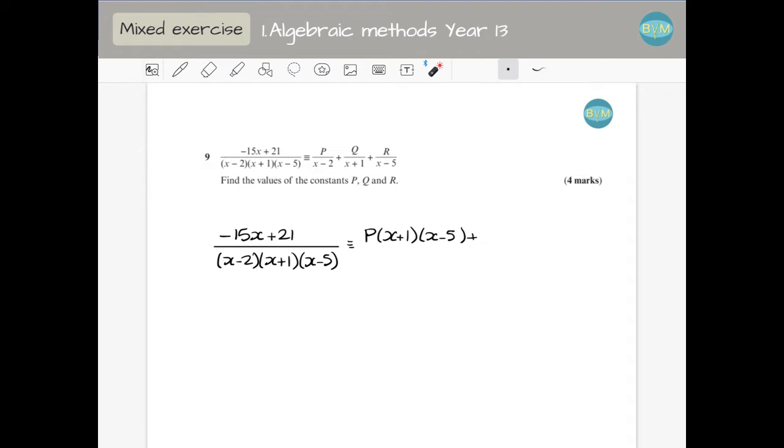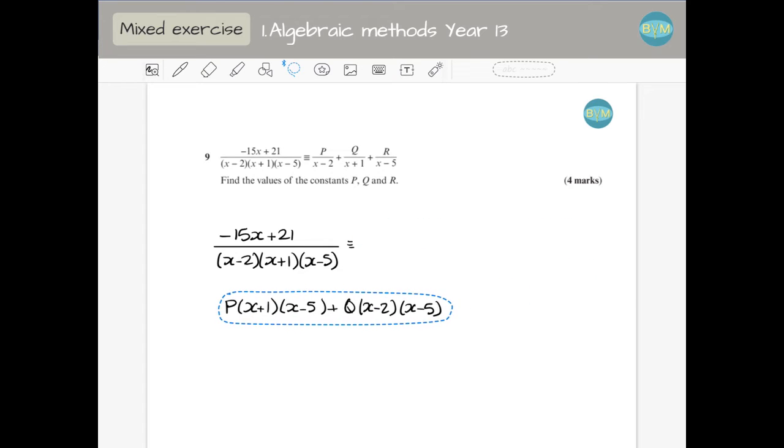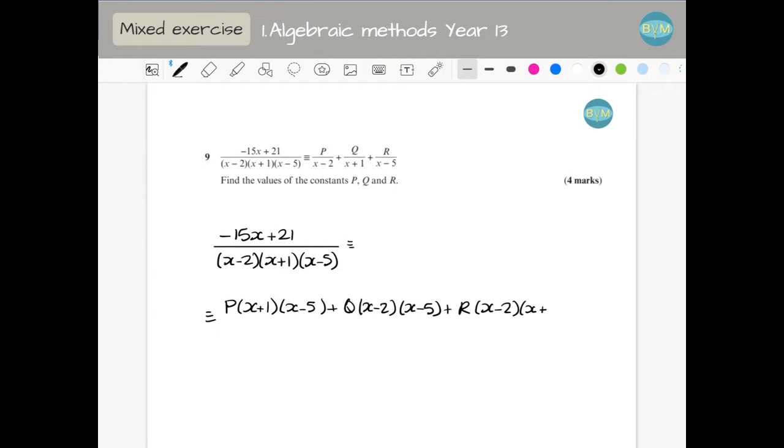Then when I divide by x plus 1, I have the other two factors multiplying the q. So q multiplying x minus 2, x minus 5. And then I have r multiplying the other two, so plus r multiplying x minus 2, x plus 1, yeah? And then the common denominator. As the denominators are equal to each other, we have to make the numerators equal to each other, yeah?